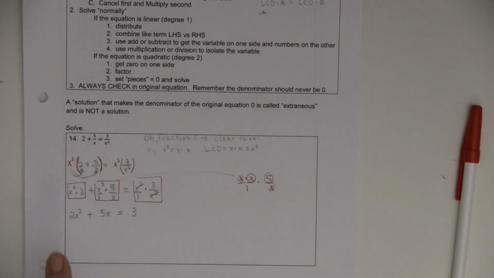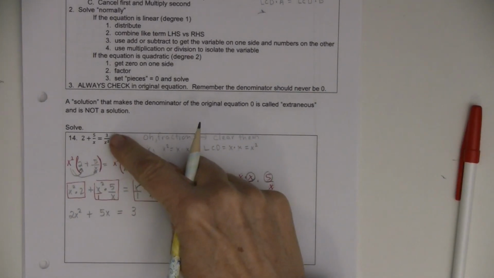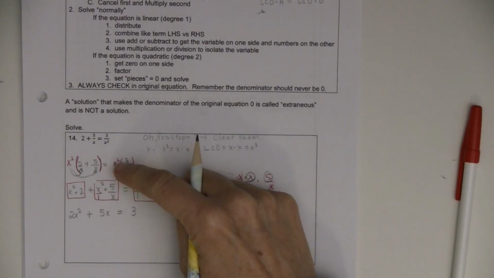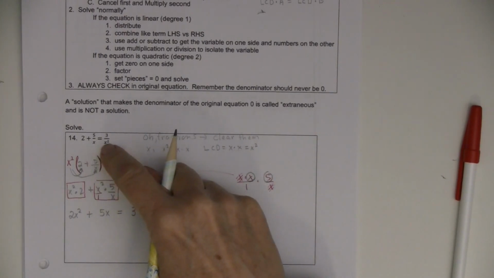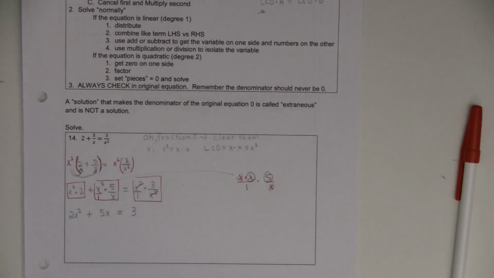Now I'm looking at this problem that I have here, and it has the same solutions as this one, other than that you should not have anything that makes the denominator of this 0. Otherwise it would have the same solutions. If we encounter that, then we'll deal with it.